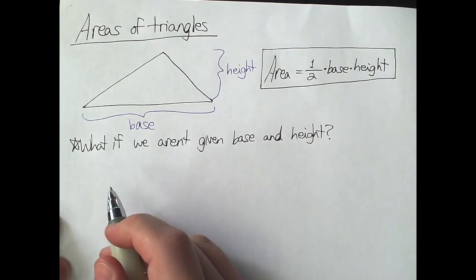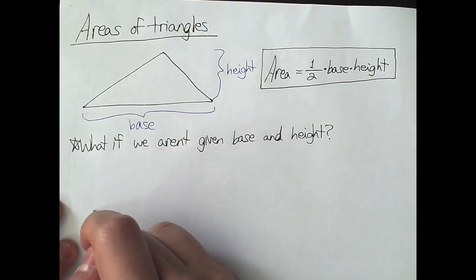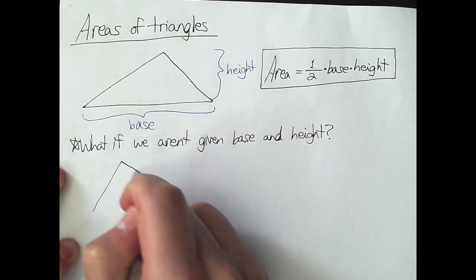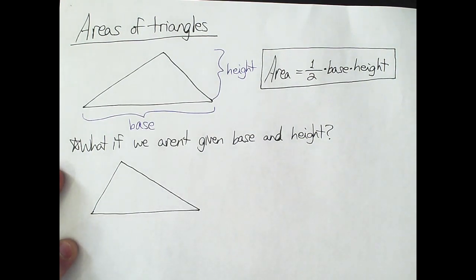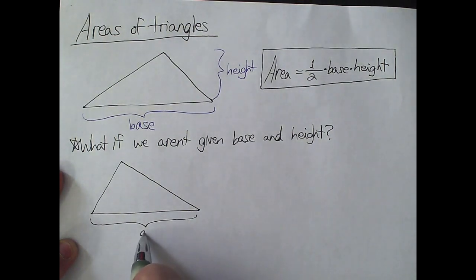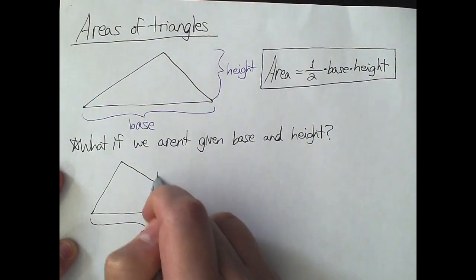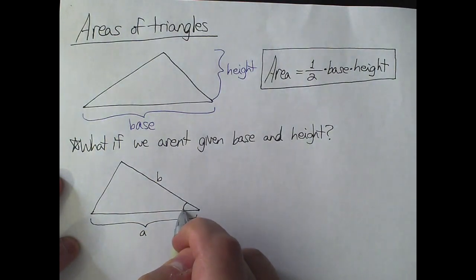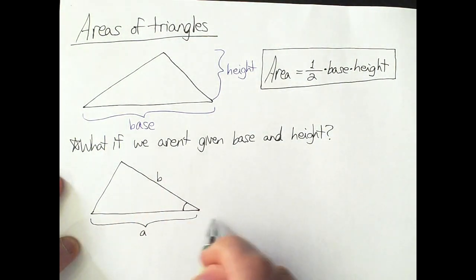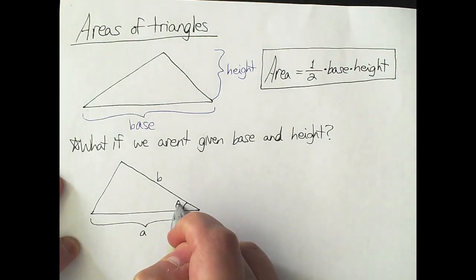So let's draw a picture of a triangle here. It doesn't have to be the same one. And let's label, how do we want to do this? I'm going to label this entire thing down here to be A. And I'm going to label this side length to be B. And I'm going to say this angle right here, the angle made from A and B, I'm going to call it theta.